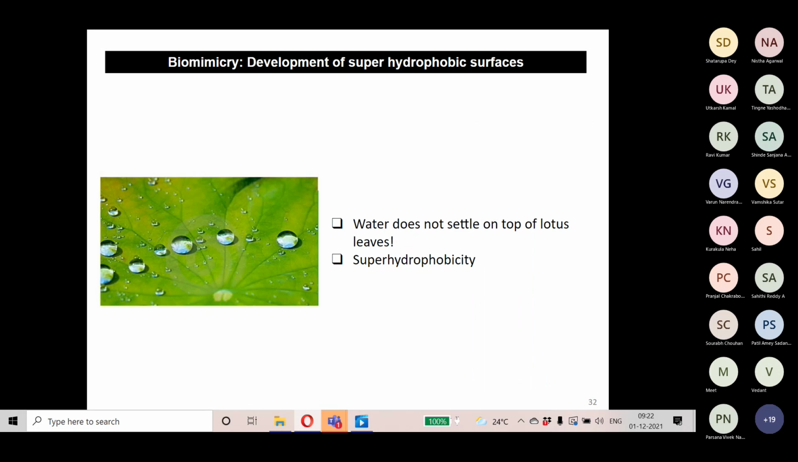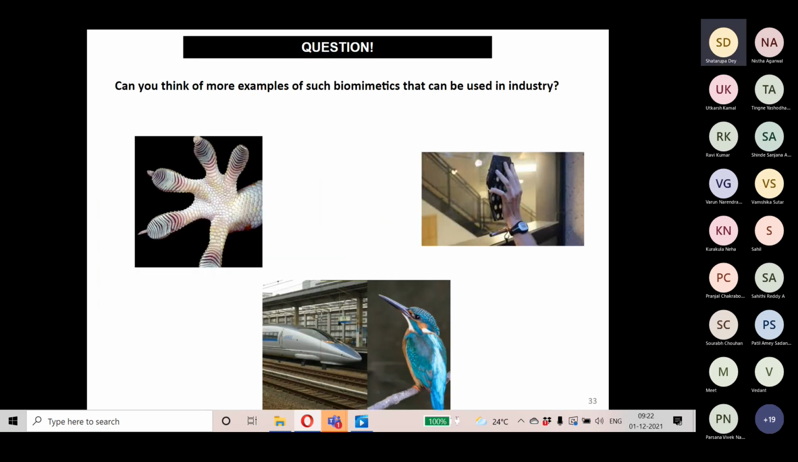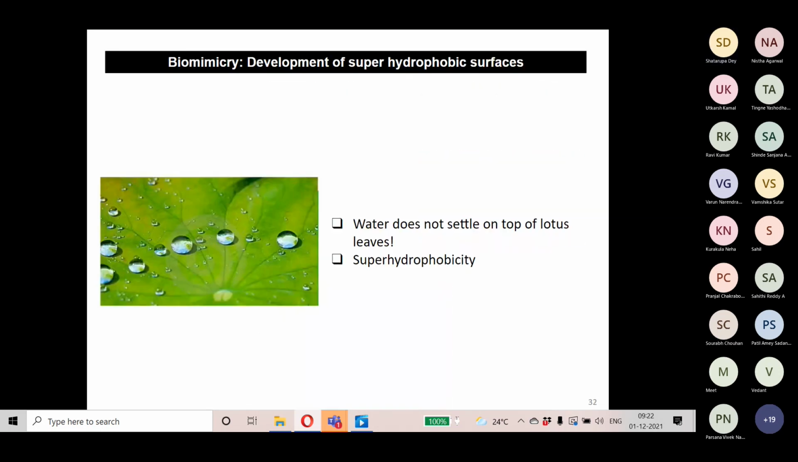So the next is again biomimicry. This is another application where we have developed super hydrophobic surfaces. We can see that water does not settle on top of lotus leaves. It is due to the super hydrophobicity of the leaves. The leaf cuticle is a waxy cuticle, so that's why the water does not settle. Can you guess some applications of super hydrophobicity that we can use in real life?